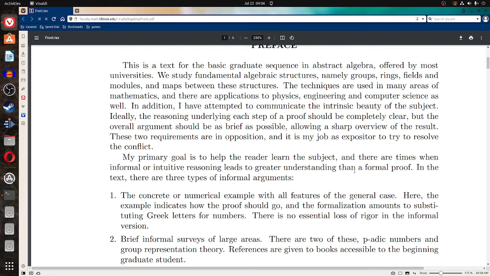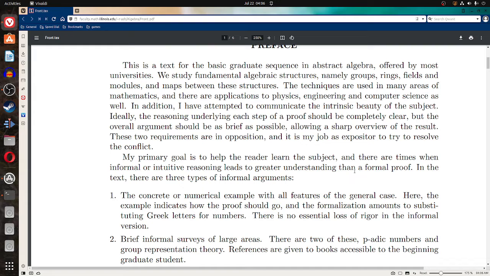We study fundamental algebraic structures, namely groups, rings, fields, and modules, and maps between these structures. The techniques are used in many areas of mathematics, and there are applications to physics, engineering, and computer science as well. In addition, I have attempted to communicate the intrinsic beauty of the subject.